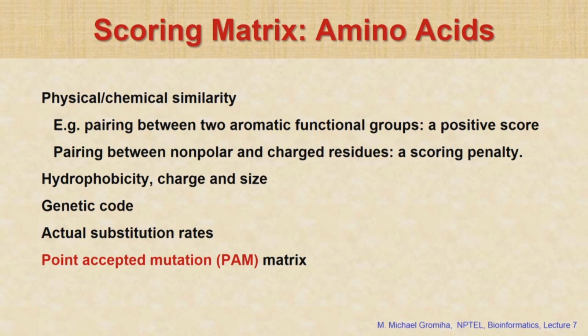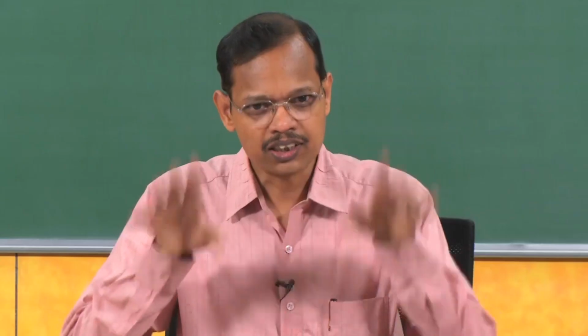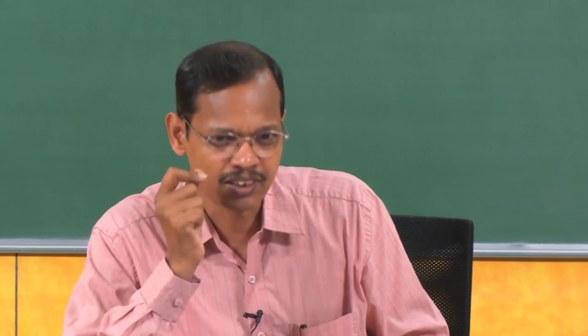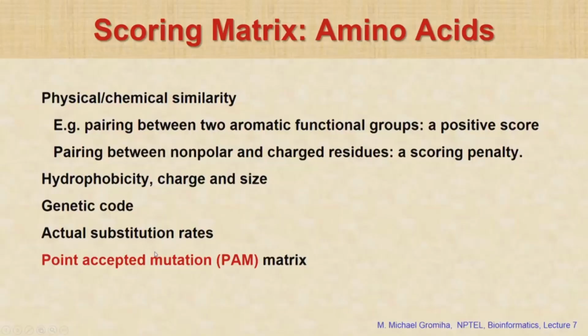Among all these things, to derive the matrix, finally we take the actual substitution rate. For example, if you get a set of sequences with high sequence homology, from these sequence similarities we see what the possible mutations are. From those mutations, we can see what changes actually happen, right, and based on that we derive the matrices. So, this matrix is called the point accepted mutation matrix.